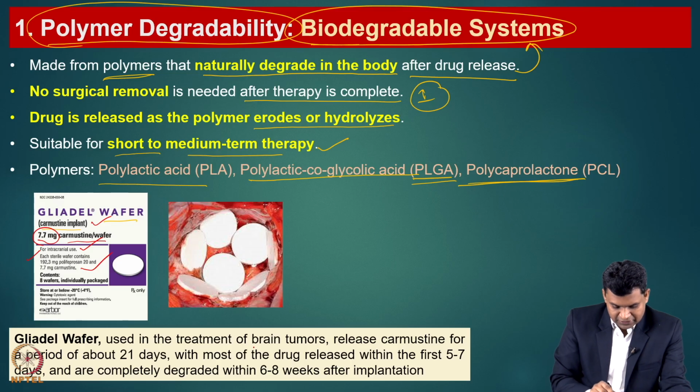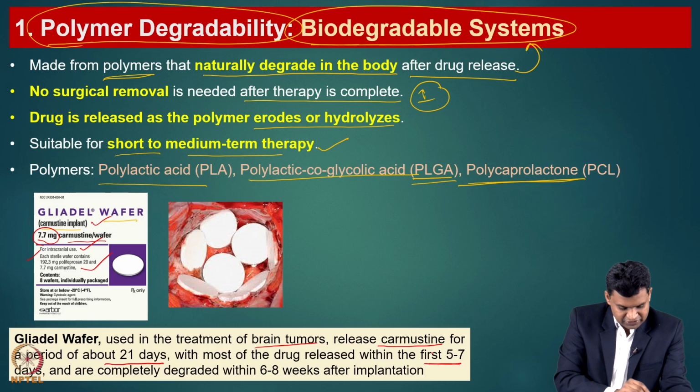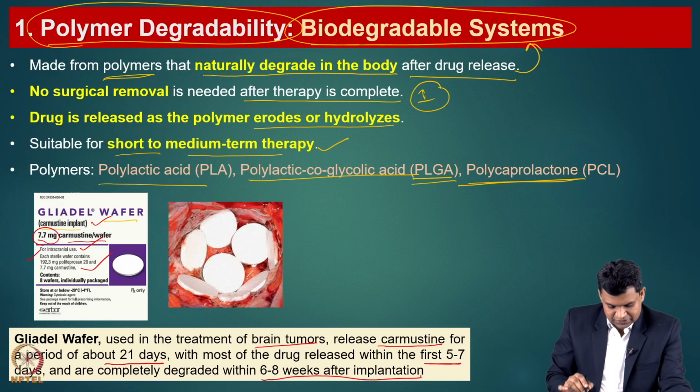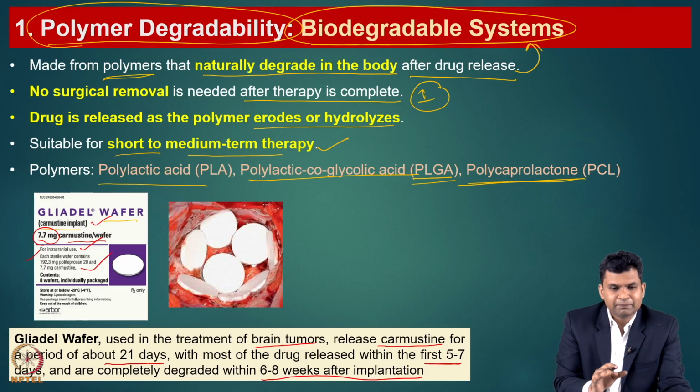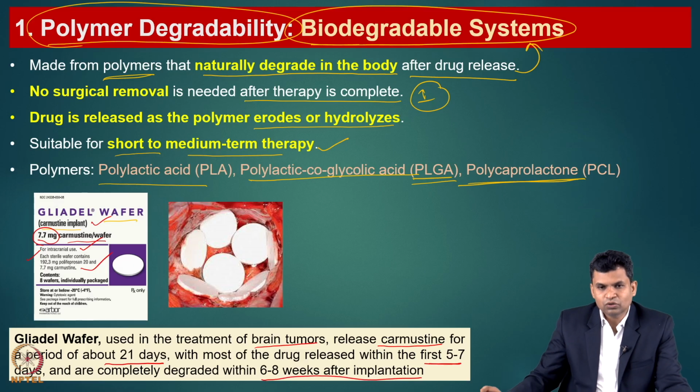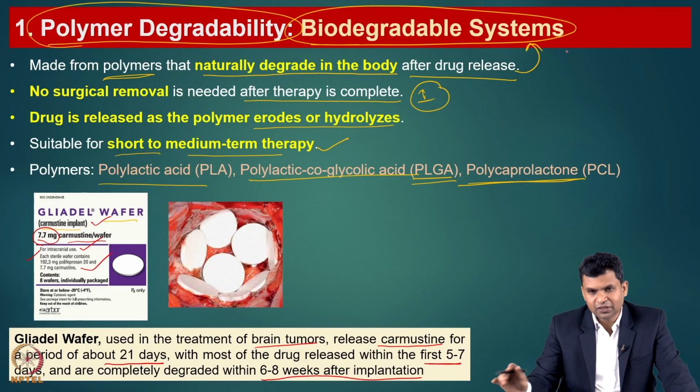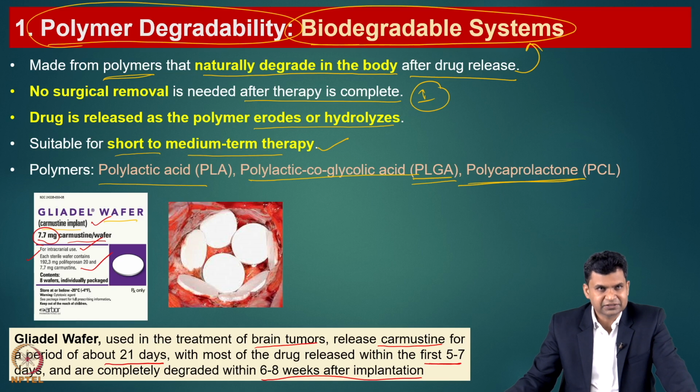For the treatment of brain tumors, that will release carmustine for 21 days. Most of the drug is released within 5 to 7 days, and within 6 to 8 weeks the wafer will completely undergo degradation, which is called the biodegradation mechanism.